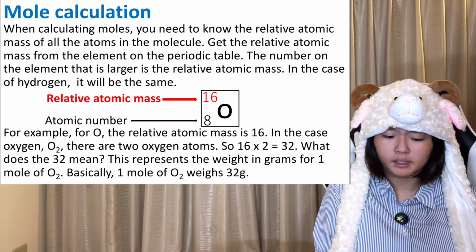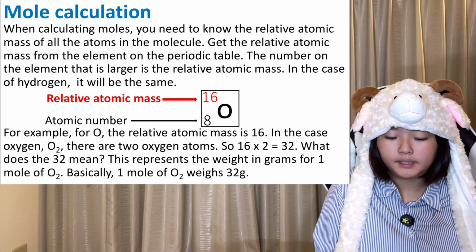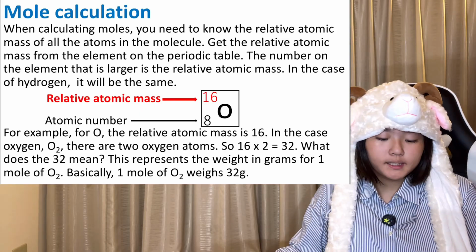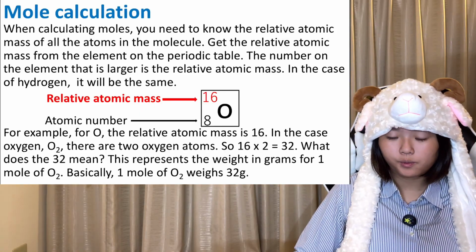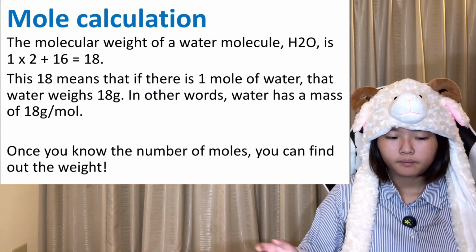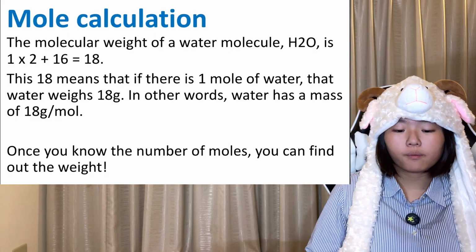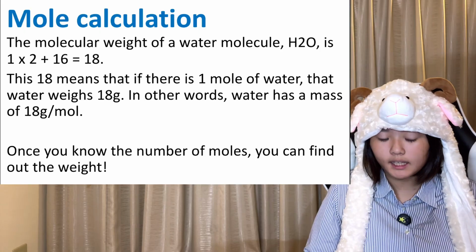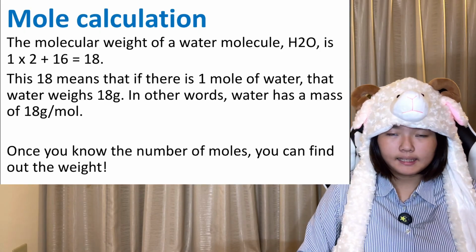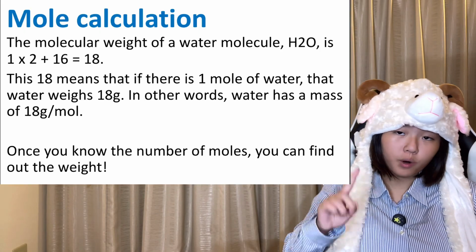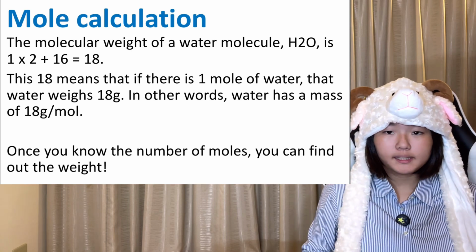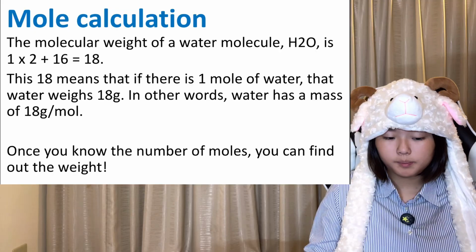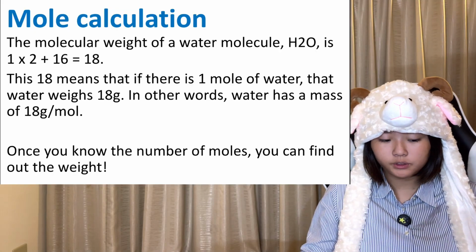What does the 32 mean, though? This represents the weight in grams for 1 mole of O2. Basically, 1 mole of O2 weighs 32 grams. The molecular weight of a water molecule, H2O, is 1 times 2 plus 16, which is 18. This 18 means that if there is 1 mole of water, that water weighs 18 grams. In other words, water has a mass of 18 grams per mole. Once you know the number of moles, you can find out the weight.